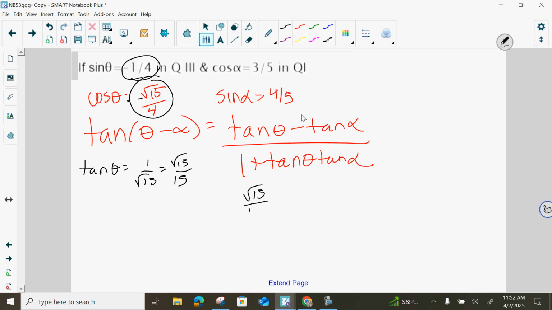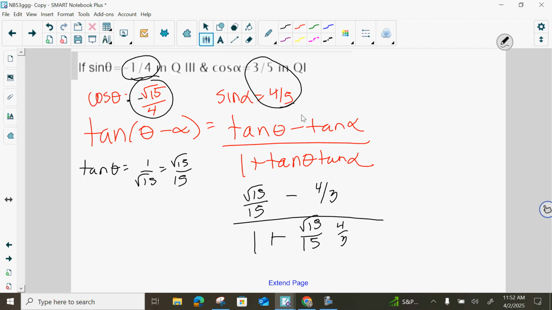Rad 15/15. All right, so my alpha stuff, that's a little easier. Cosine is 3/5, sine is 4/5. So tangent of alpha, 4/3. Is that okay with all my plugins?